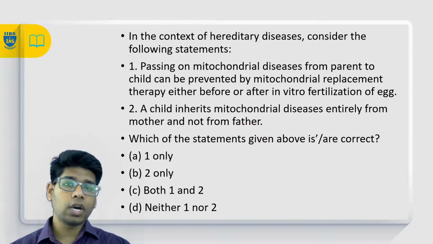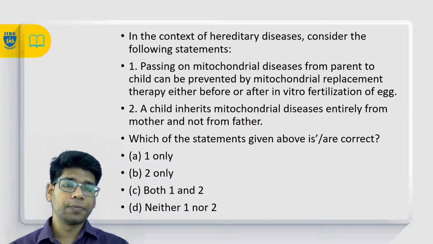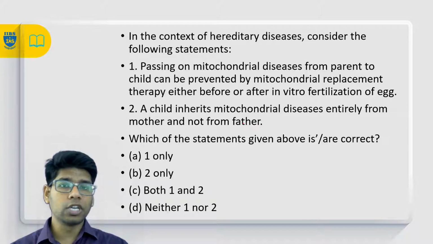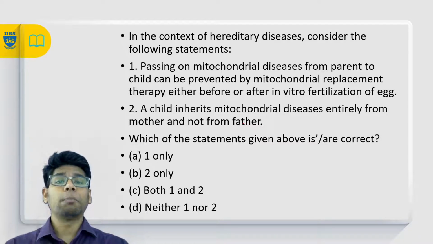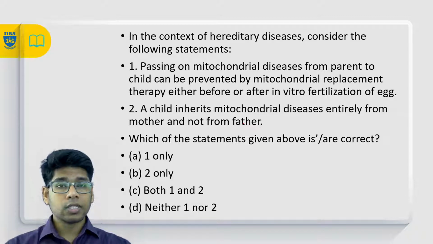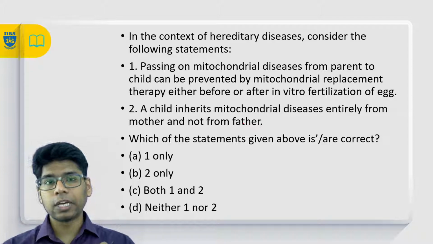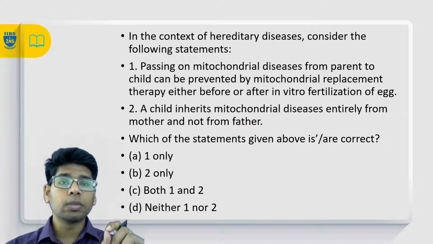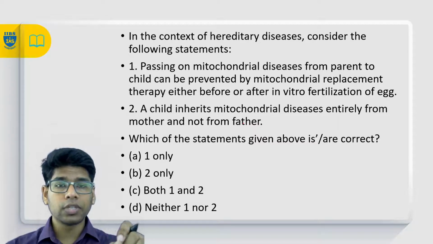So the mitochondria, which is also known as the powerhouse of the cell, has a unique feature. It has its own genetic material. If there are any mutations in this mitochondrial genetic material, they cause mitochondrial diseases. So the mitochondria has to be replaced. How do you replace it? The mitochondria can be replaced either before or after the in vitro fertilization.